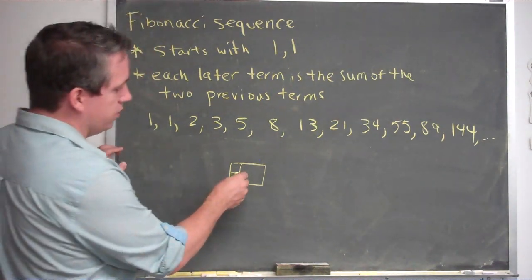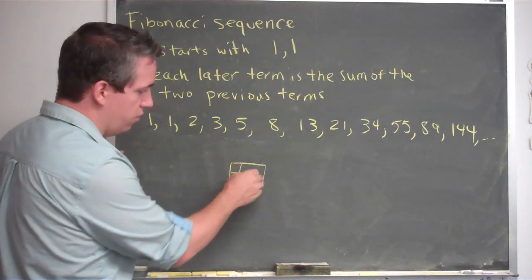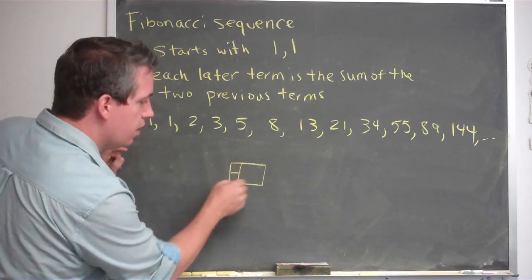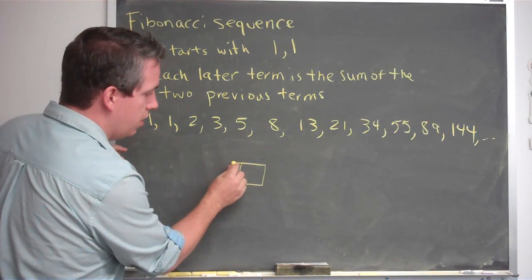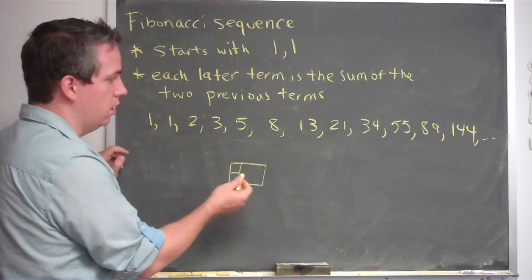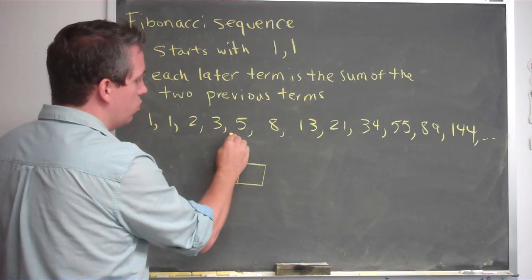Because what's going to end up happening now is I've created the first square, the second square, the third square. The next one will be a 3x3. Now notice because of the way that this is drawn, the distance from here to this corner is 3. 1 plus 2 makes 3. It's like the Fibonacci sequence. So I can put the 3x3 right here.